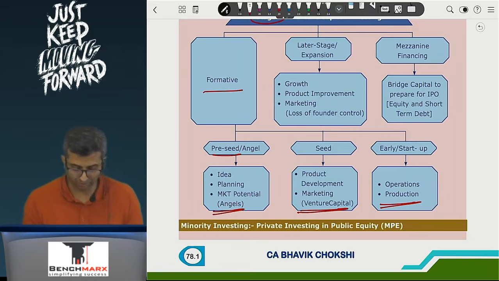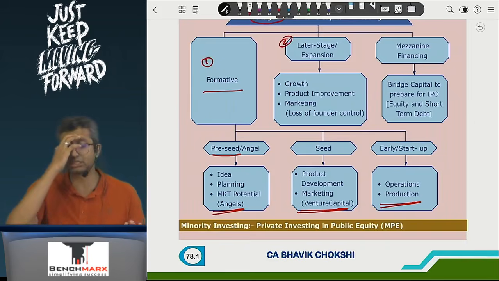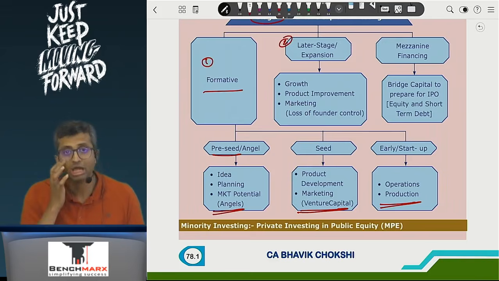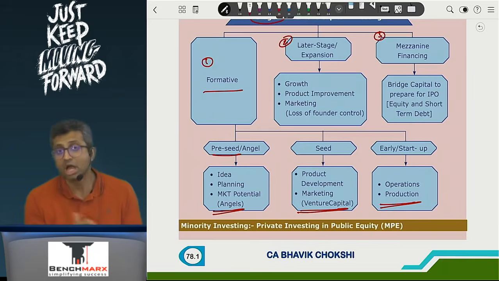Next, once you move out of the formative stage, you can go into the later or the expansion stage, where money may be needed for growth, for diversification, for marketing. This is a stage where usually founders end up losing control. And last is the mezzanine stage, which is just the pre-IPO stage. Before the IPO, there can be bridge finance, which is provided in the form of short-term debt or maybe equity money. This is mezzanine, or the bridge financing for a company going into an IPO.